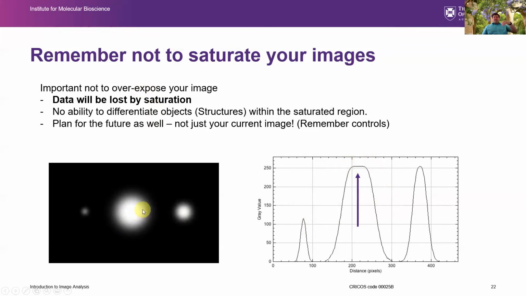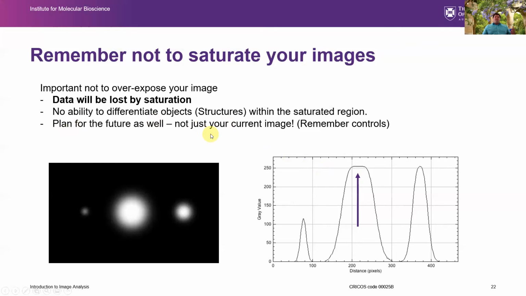Is this just like a normal Gaussian peak, or is there information in here that we've lost because we've saturated it? You can't differentiate any structure within that one saturated region. And it's important to plan for future results. So not just the image that you're capturing, so think about the controls.